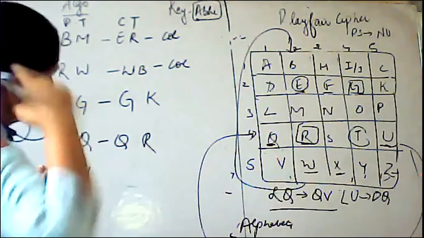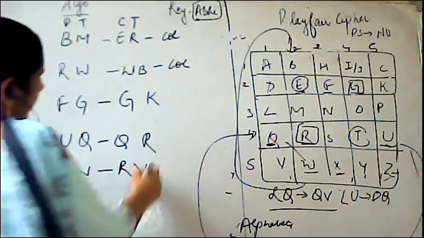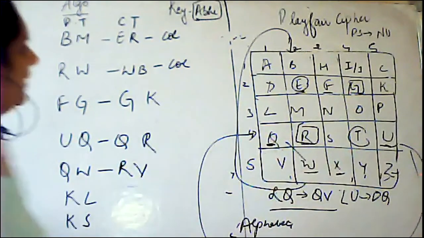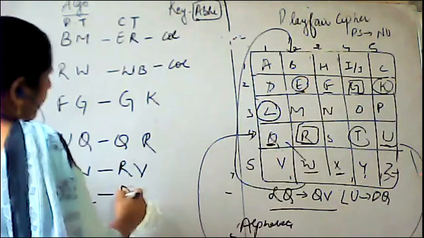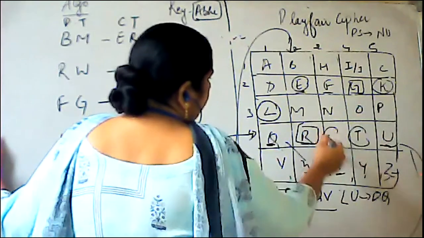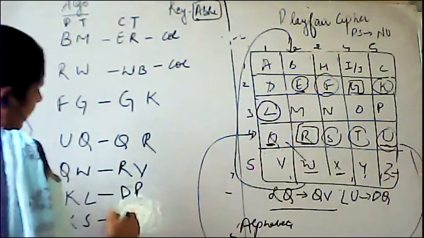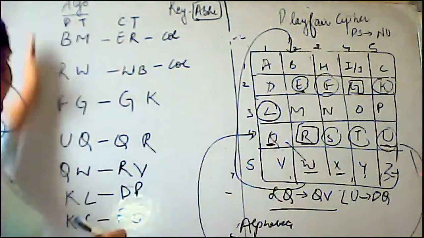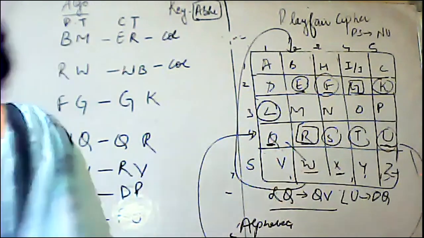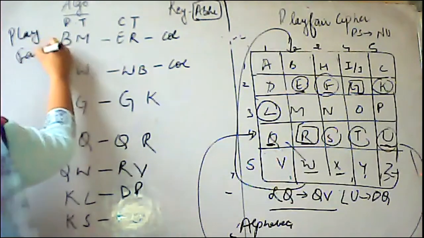Now QW. So they are the opposites. So replace them with other corner, RV. Then KL. K and L, so they will be replaced by DP. KS. K is there and S is here. Then replace them with F and U. So that means this is the corresponding ciphertext for these given pairs. Okay, using the Playfair cipher. Using the Playfair technique.